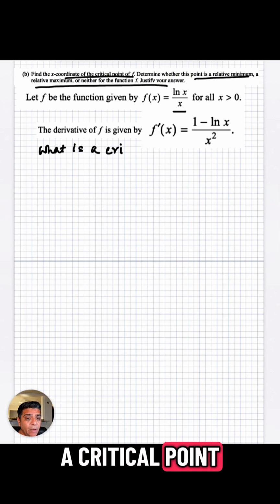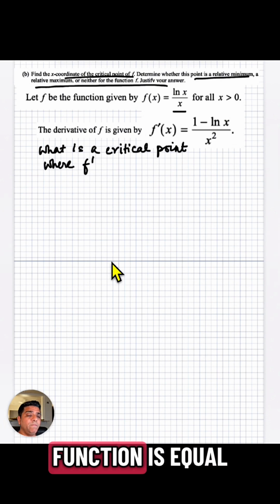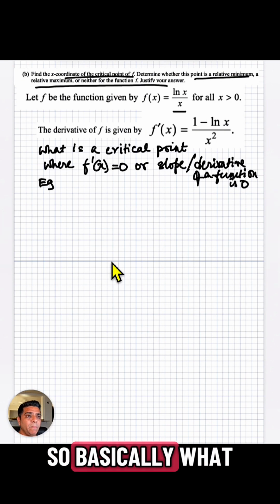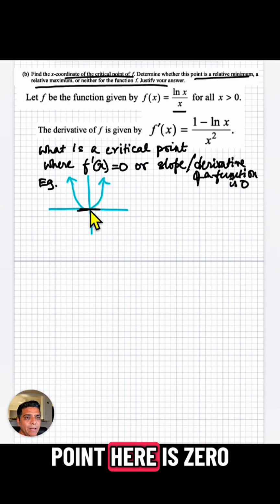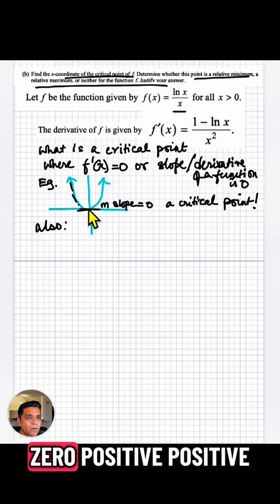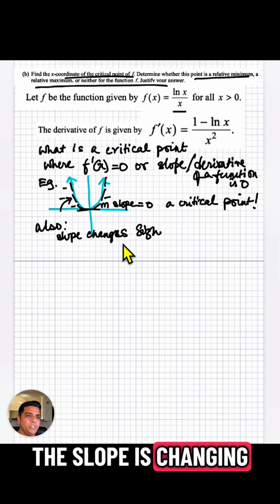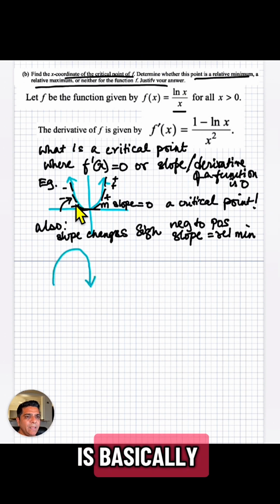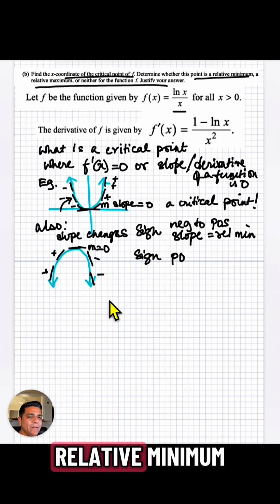So what is a critical point? Let's talk about that for a second. It's where the derivative of a function is equal to 0. That's the critical point. So let's give an example of a parabolic function. The critical point here is 0. You see negative slope, negative slope, negative slope, 0, positive, positive, positive. So a critical point is also where the slope is changing sign from negative, 0, positive. That is essentially a relative minimum.